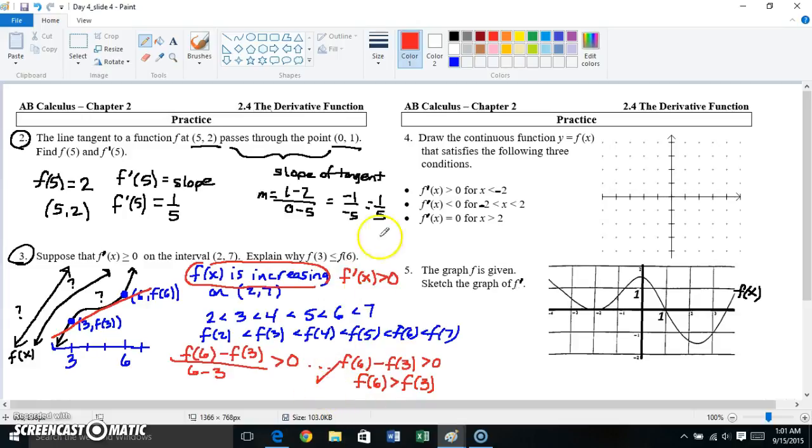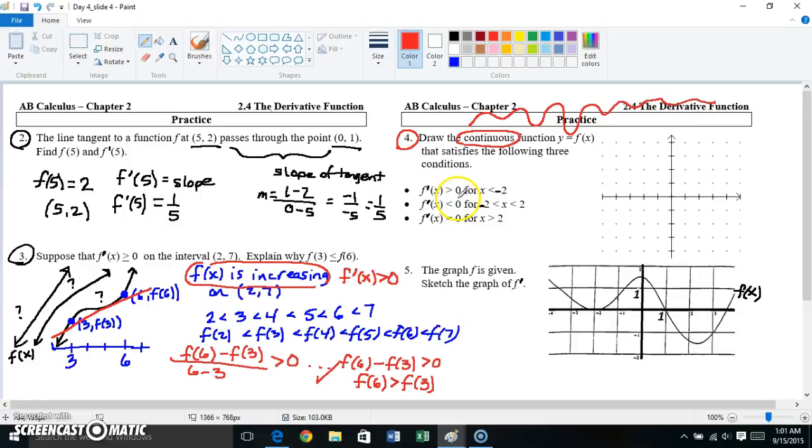Okay, check. All right, number 4. Draw a continuous function that satisfies the following 3 conditions. So continuous means you can sketch the curve without ever lifting your pencil. Okay? All right, so here we go.